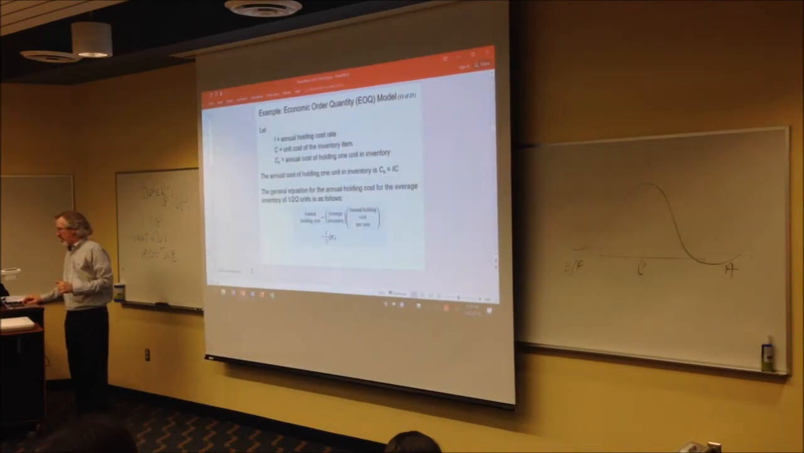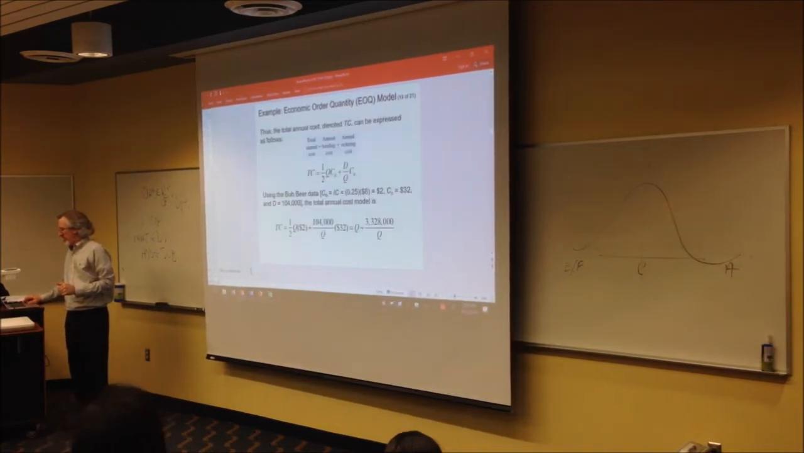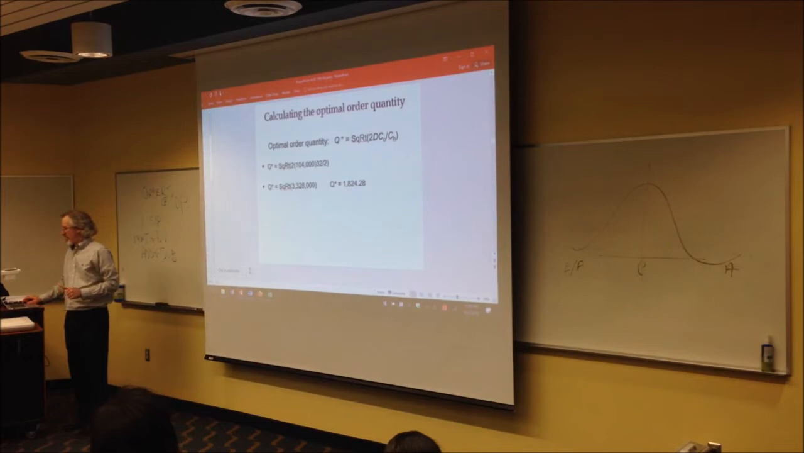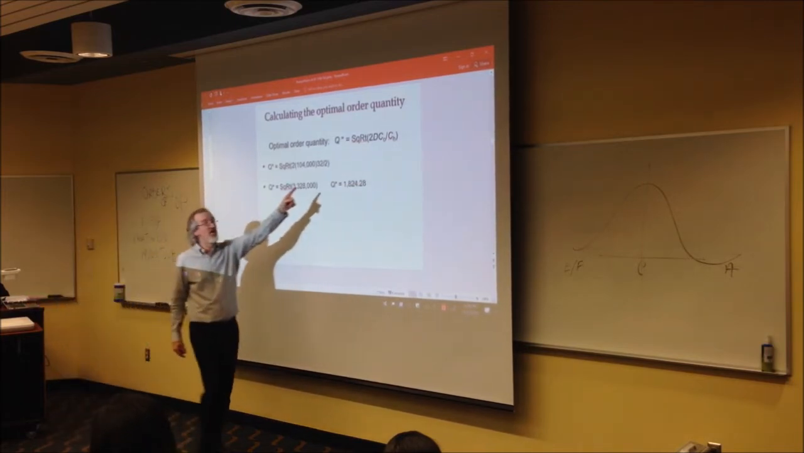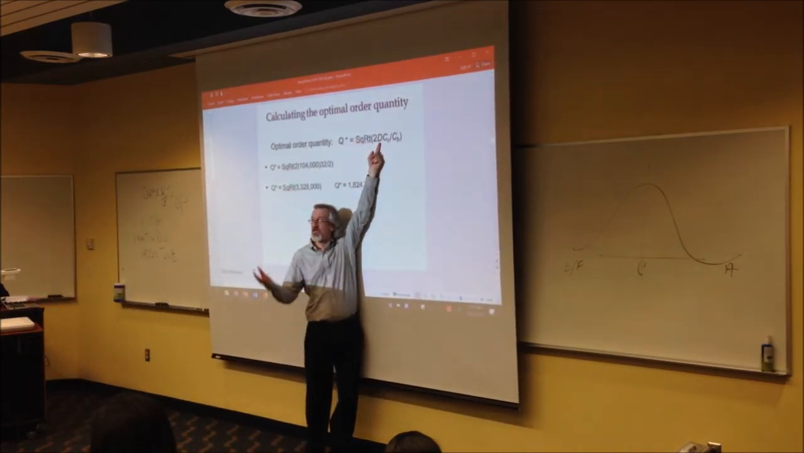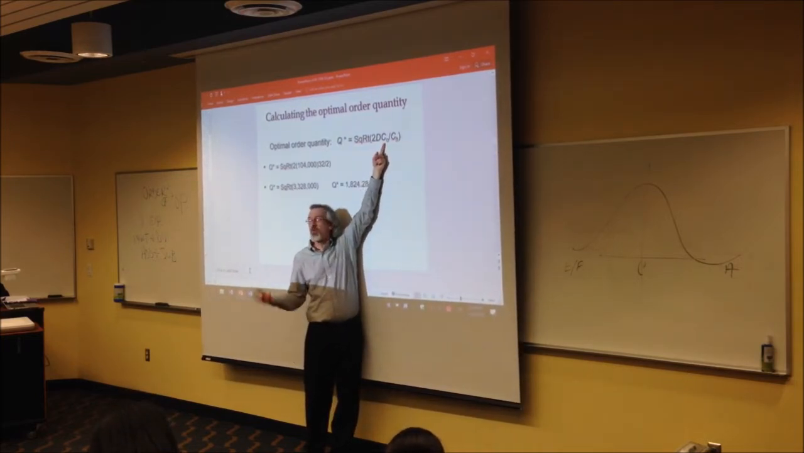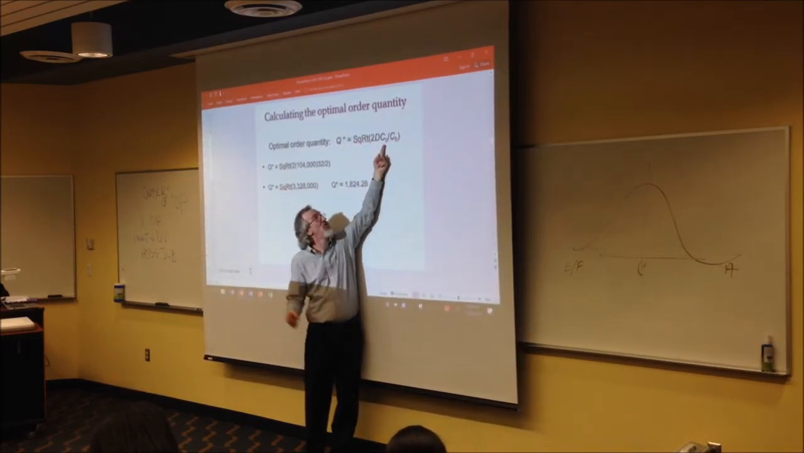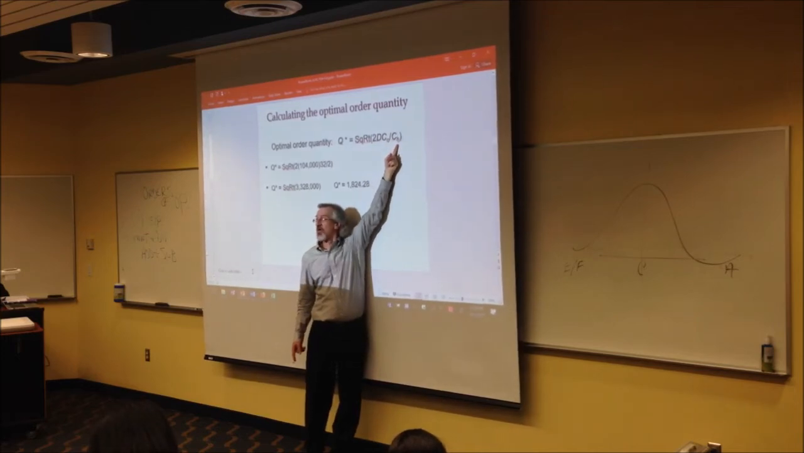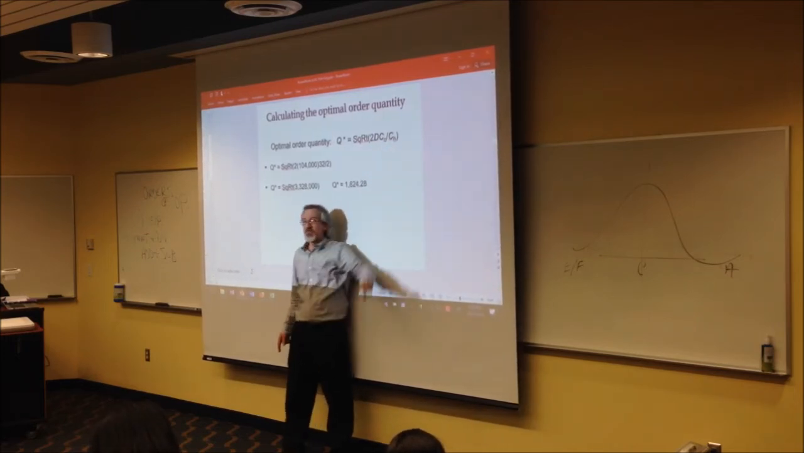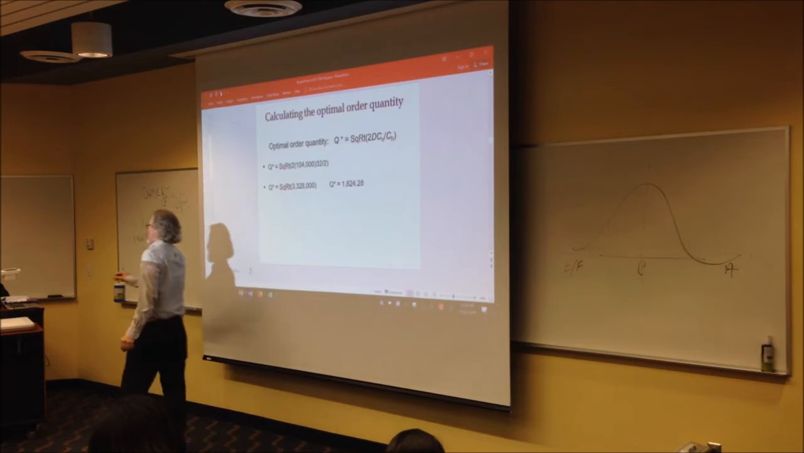Let's go back to the formula. Where is it? Right here. Square root of 2 times, what's D? 104,000. C sub O, what number goes here? 32. Divided by, what number goes there? $2 holding cost. Calculate it out. I did it for you.